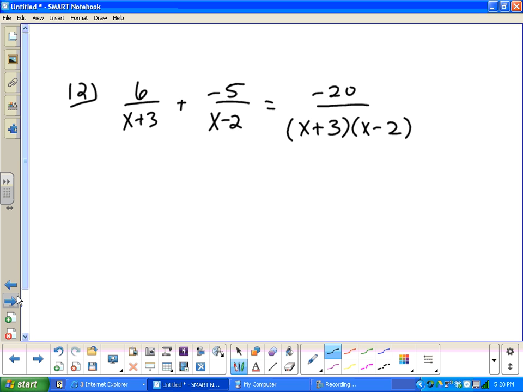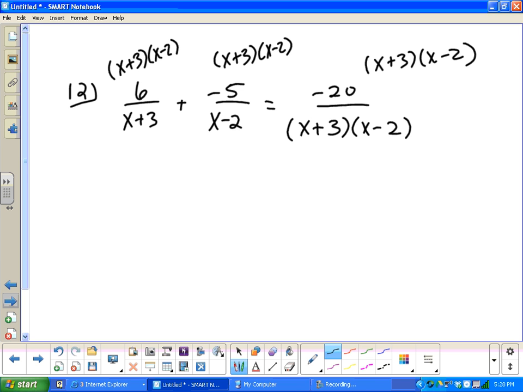Okay, so that makes my common denominator x plus 3 times x minus 2. So we'll multiply everything by that. And again, I can do this because multiplying by the common denominator, I can do an equation because what I do to one side, I can do to the other. Now, let's go to canceling.